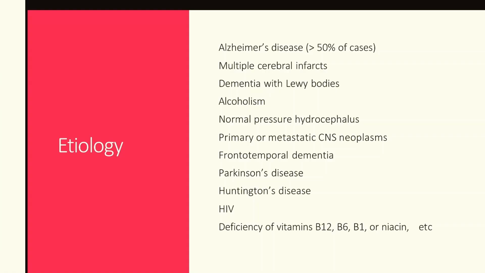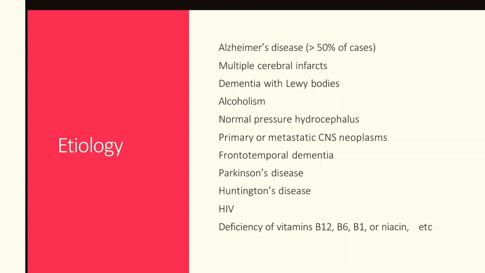Again, the majority of them are going to be Alzheimer's. Other etiologies: multiple cerebral infarcts. So if you have multiple strokes causing issues, that can cause dementia. Dementia with Lewy body, alcoholism. Normal pressure hydrocephalus is a big one to know because it looks like Parkinson's patients. They present with inability to walk normally. But the key thing with normal pressure hydrocephalus is it's treatable. You just do a CT scan of the brain. You're going to see their ventricles are going to be huge and wide. They just have too much CSF fluid. You just draw it off, and they get better.